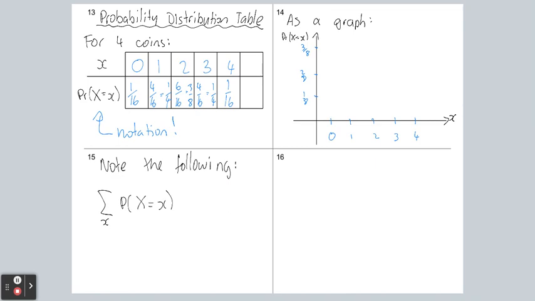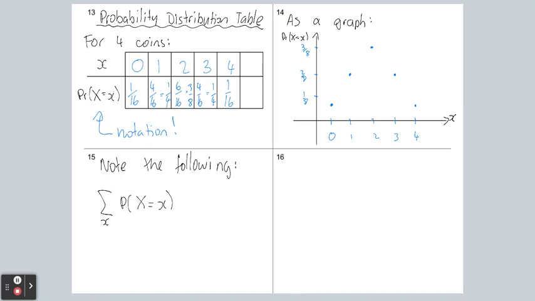We can draw it as a graph. For 0, we had 1 in 16, so you can see I've got 1/8 here in my graph. I'm going to split that in half and put a dot here for 0. For 1, I've got a probability of 1/4, so that's going to be all the way up here at 2/8. For 2, I've got 3/8. For 3, I've gone back down to 1/4 or 2/8. And for 4, I've got 1/8.